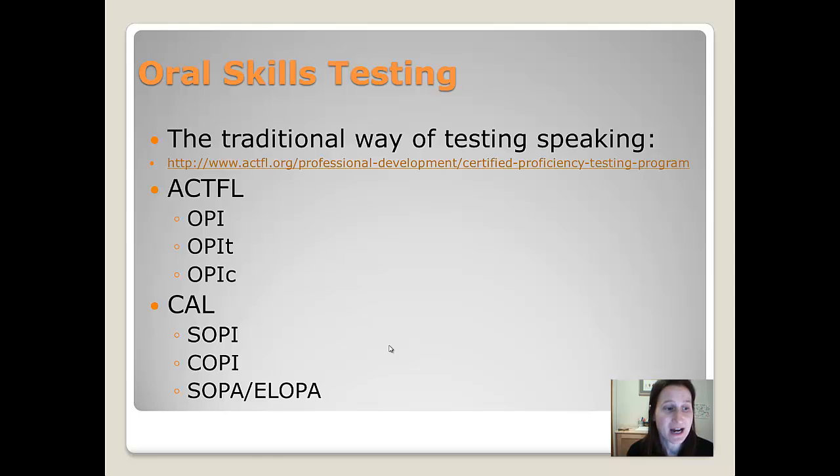The ACTFL OPI is trademarked, but the Center for Applied Linguistics in Washington, D.C. has some others. There's a SOPI, which is a Simulated Oral Proficiency Interview, and now it's on a cassette tape. I think it's getting a little outmoded now, but when everyone had language labs in the 80s and 90s that were cassette tapes in the console in front of the student, those were very popular. And then they also have the DVD version, the COPI, the Computerized Oral Proficiency Interview.